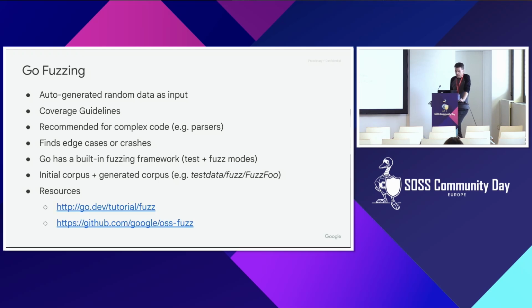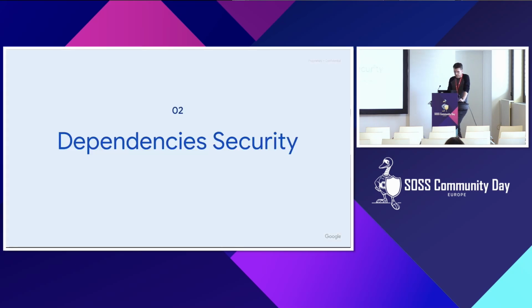So here are some resources. There is a tutorial on how to use it, and also Google has OSS-Fuzz. It's a platform where you can submit fuzzers for your code, and it will run the fuzzing for you automatically, generate all the findings, and do some sort of analysis and stuff like that. Okay, cool.